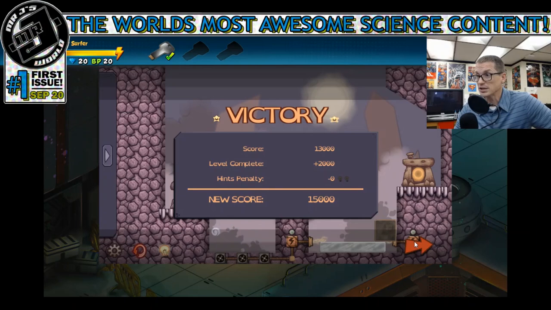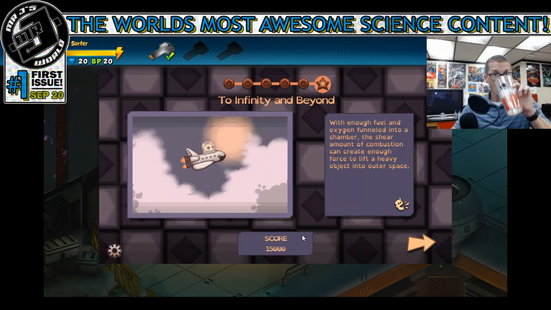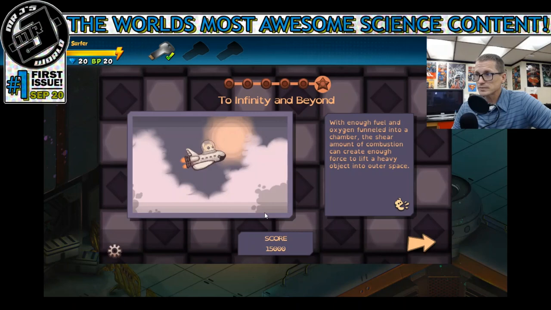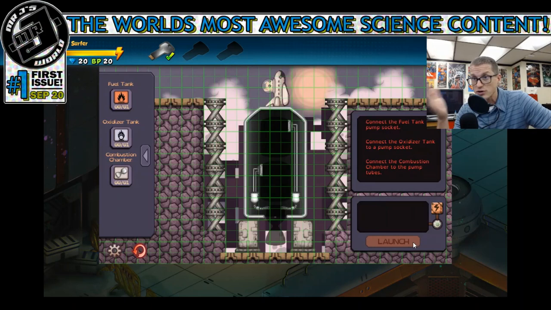With enough fuel and oxygen pumped into the chamber, the sheer amount of combustion can create enough force to lift a heavy object into outer space. All right, outer space, here we go. Now this is the one all the students said they had trouble with. Socket. So let's see what happens.